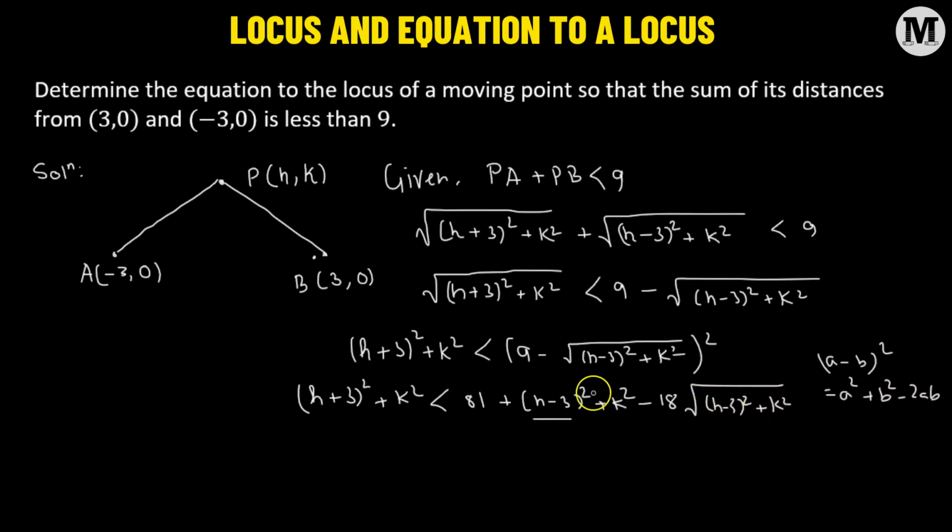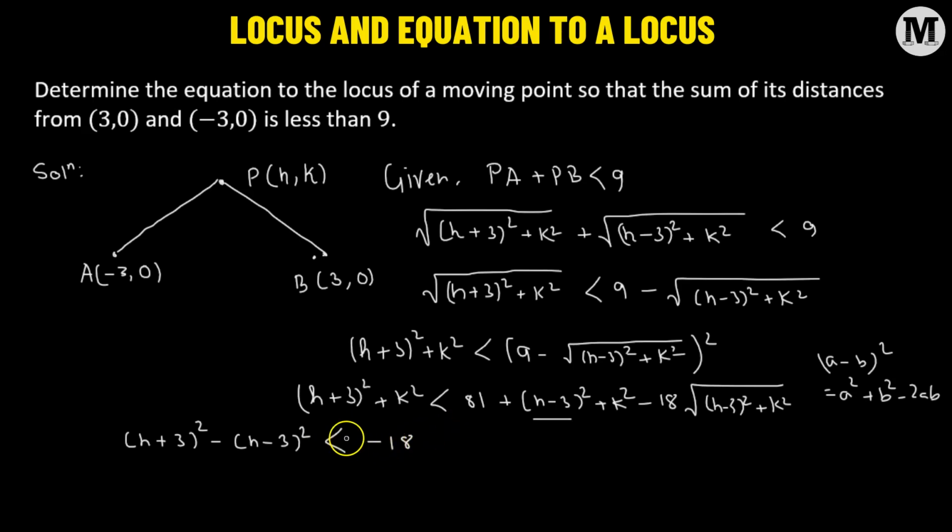Fine. Now let's transpose h minus 3 whole squared to the left hand side of the inequality. Now we're going to get h plus 3 whole squared minus h minus 3 whole squared. And we can cancel out the k squared. So this will be less than, we have now -18.